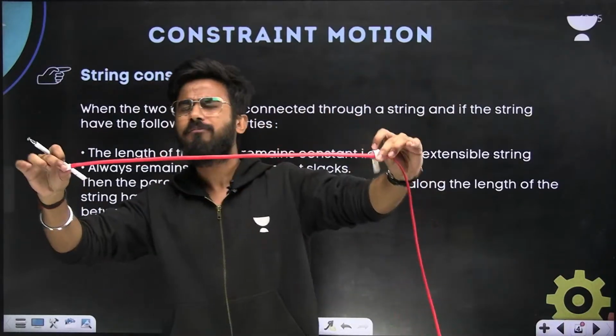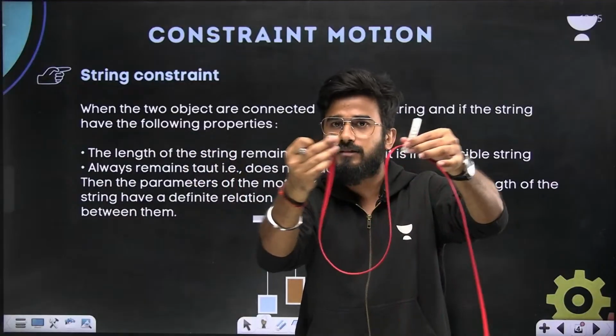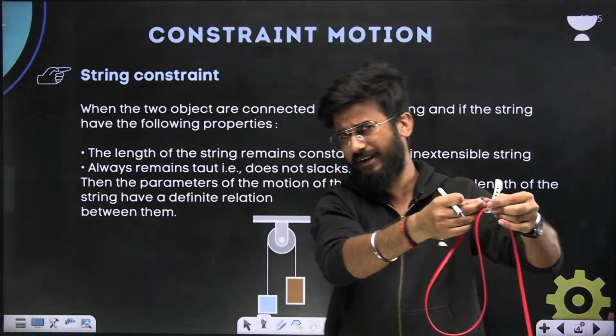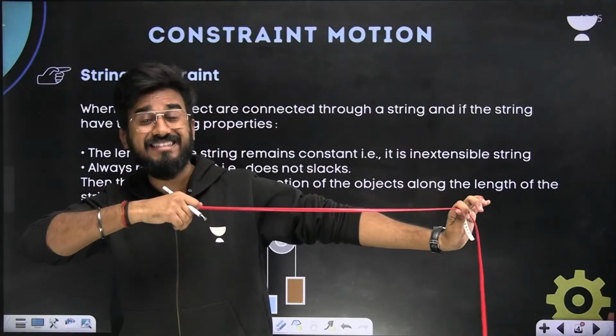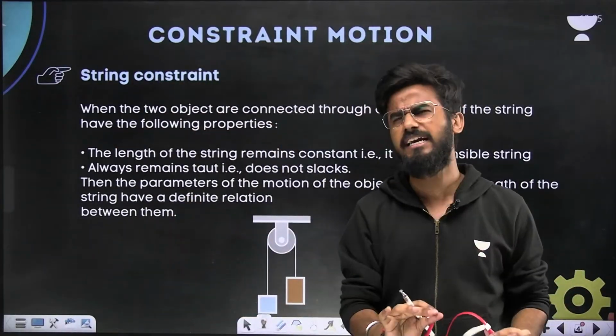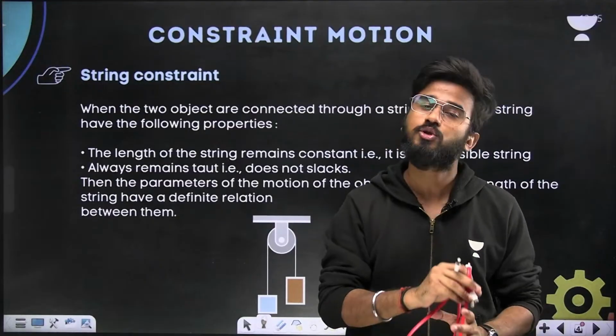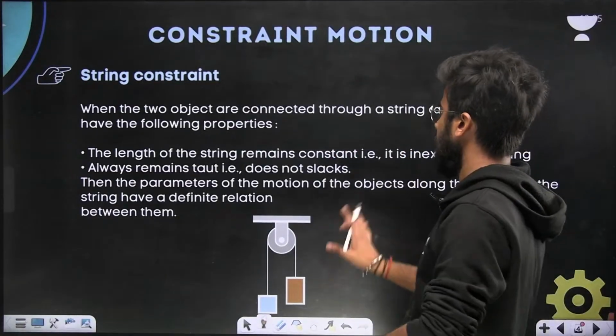Understood? One student can say that yes, I can do it like this, I have changed the distance between those 2 points, but I'm talking about pulling. If we are pulling the string, if we are stretching the string, then we cannot change the distance between any 2 points in an ideal string. So an ideal string is inextensible. What is it called? Inextensible. Okay.